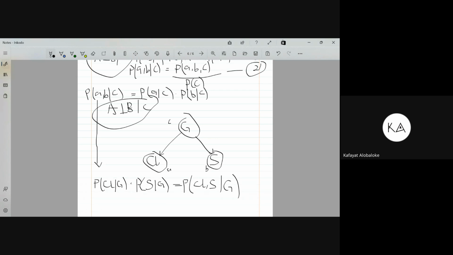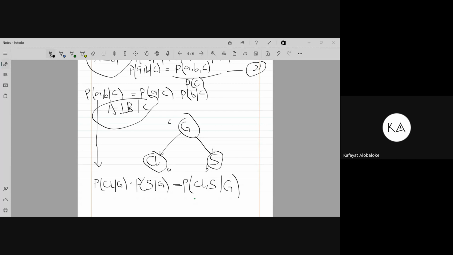That means that if A and B are conditionally independent, if A is conditionally independent of both events B and D, now they've introduced another event D, given C. This also implies that A and B are conditionally independent given C, and at the same time, A and D are also conditionally independent given C.